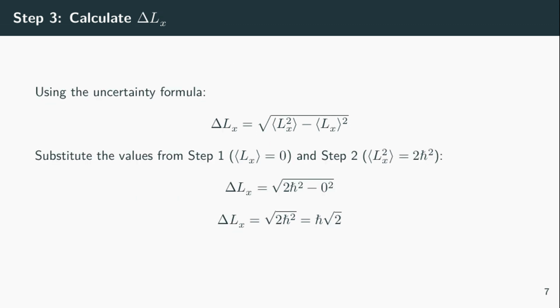Okay, we're ready for step 3, calculating the uncertainty, delta Lx. We use our uncertainty formula, delta Lx is equal to the square root of the expectation value of Lx squared minus the expectation value of Lx all squared. From step 1, we found the expectation value of Lx is 0. From step 2, we found the expectation value of Lx squared is 2 h bar squared. Let's substitute these values in: delta Lx equals the square root of 2 h bar squared minus 0 squared. 0 squared is just 0, so this is the square root of 2 h bar squared. Taking the square root, we get h bar times the square root of 2.